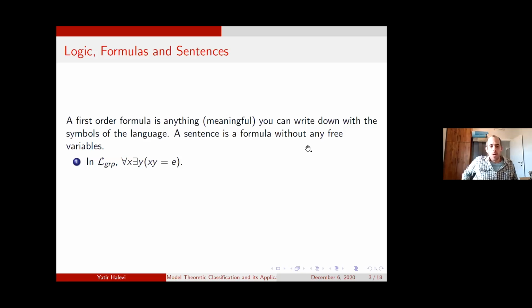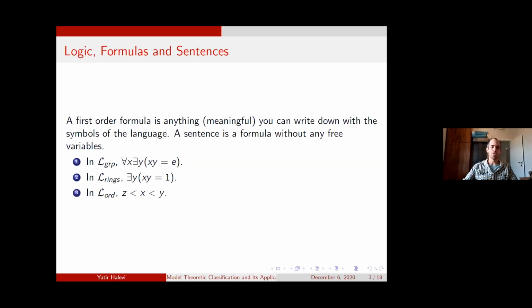Say in the language of groups, we can write down: for all x there exists a y such that xy equals e, the identity. What it means, when we interpret it afterwards in a meaningful structure, is of course that every element has a right inverse. This has no free variables. All the variables are quantified over. Language of rings: we can say there exists y such that xy equals 1. x now is a free variable, so you can ask which elements in our structure satisfy this formula. All the elements that satisfy this formula are elements that are invertible, right?